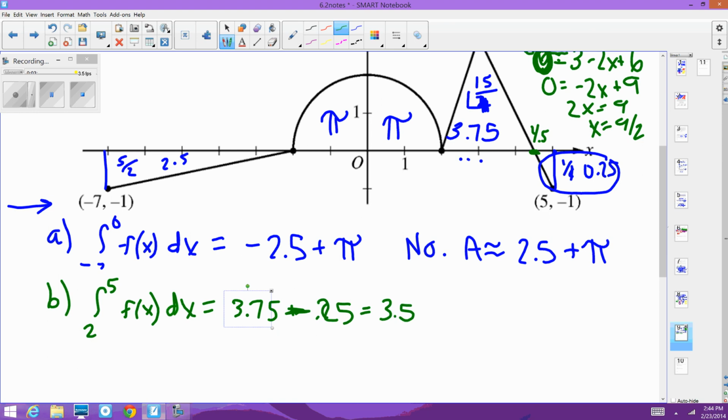And does that represent the area? No, in that case, again, the area could be approximated by 3.75 plus 0.25. Remember, the integral just represents the net accumulation over this. And again, this doesn't represent the area of the region because we have portions of the graph that are below the x-axis.